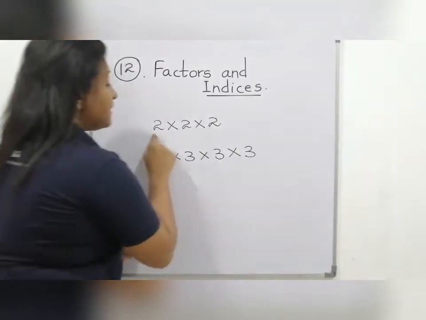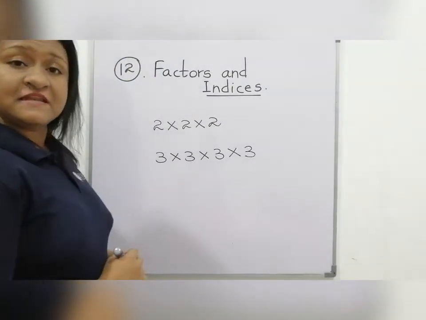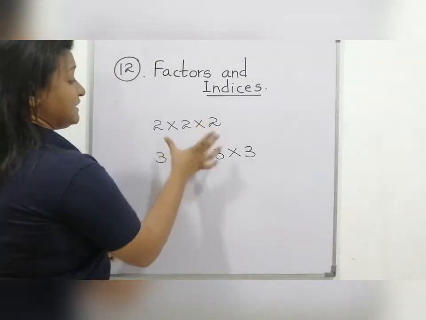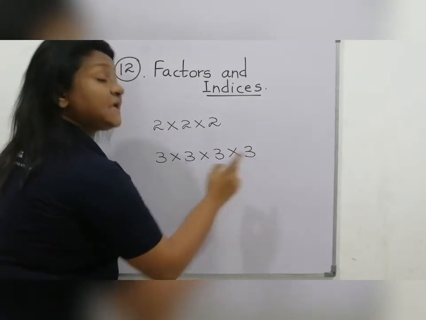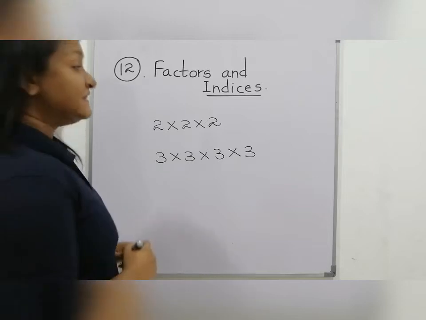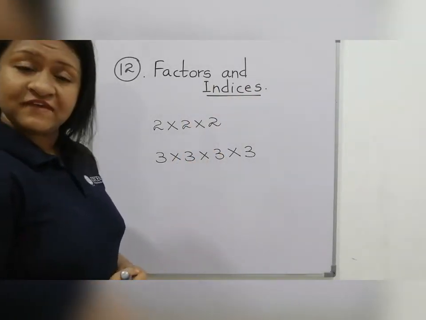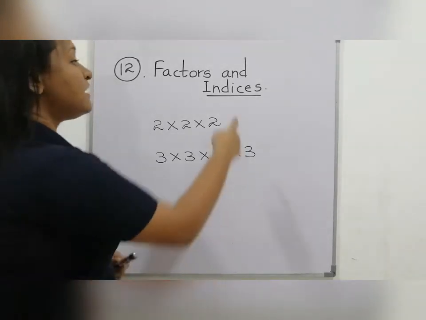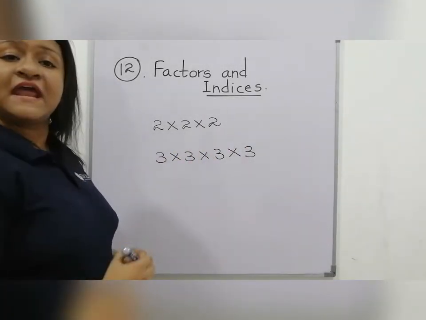Children, we can write this repeated multiplication in a shorthand way. Right? Without writing this many numbers, we can write these repeated multiplications in a shorthand way. That is called indices. The shorthand way of writing repeated multiplication is called indices. So how can we write this in shorthand way?